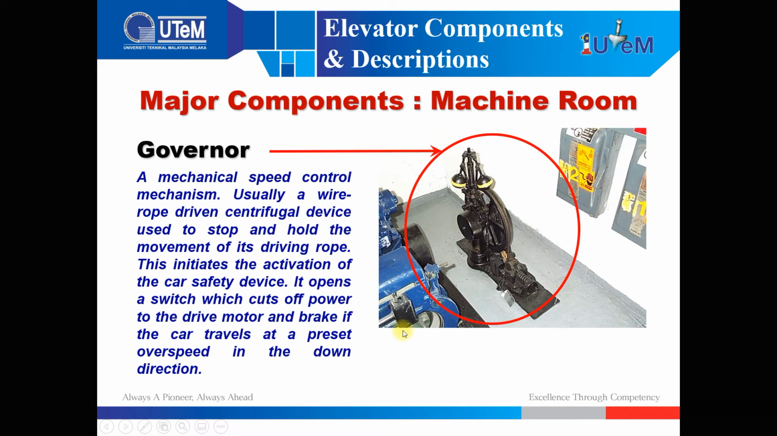And then still under the machine room, governor. Okay, this governor plays the role of controlling the speed of the cab. Okay, a mechanical speed control mechanism, usually a wire rope driven centrifugal device used to stop and hold the movement of its driving rope.